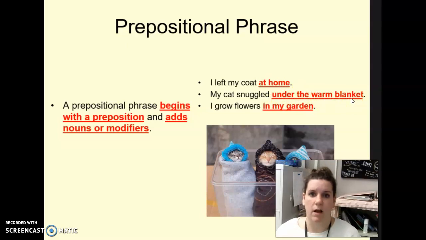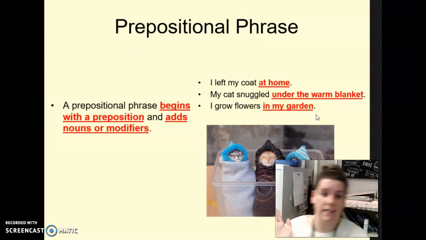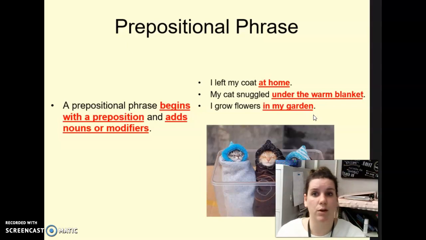The next one, I grow flowers in my garden. What's the relationship between the flowers and the garden? Well, the flowers are in the garden. In is a preposition, and in my garden is what follows. Now, we'll find an example later on, but sometimes you can have more than one preposition and more than one prepositional phrase within a sentence, and it'll make sense once we get to it.